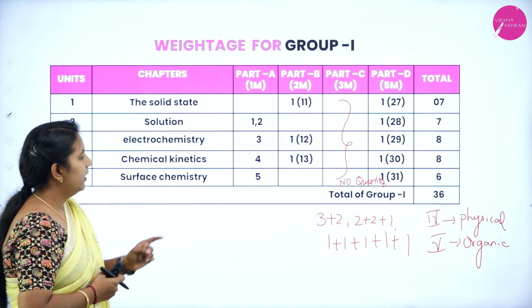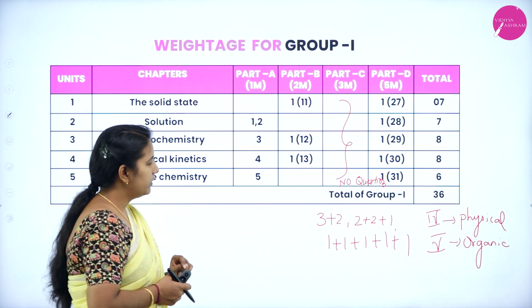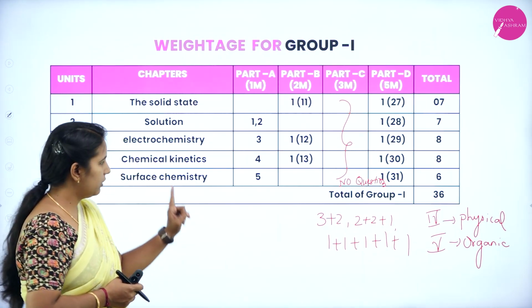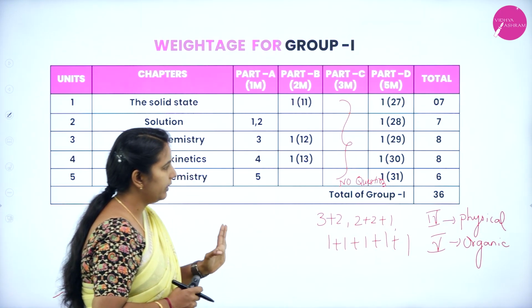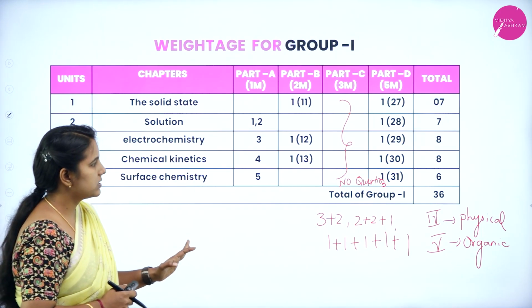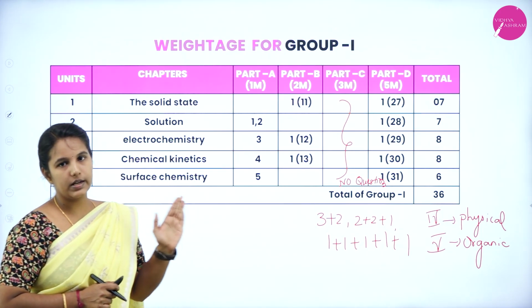And we can expect from this unit 1 mark question and 1 5 mark question. The question numbers are 5 and 31. Totally we can expect 36 marks from the physical chemistry.